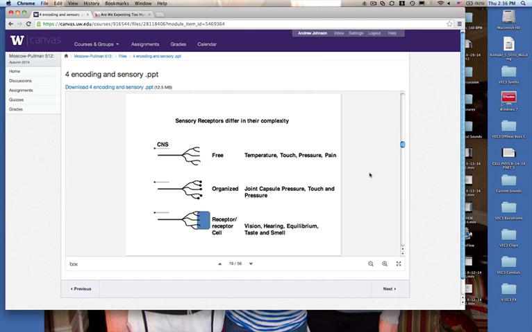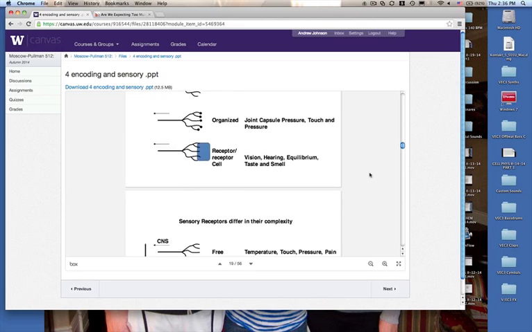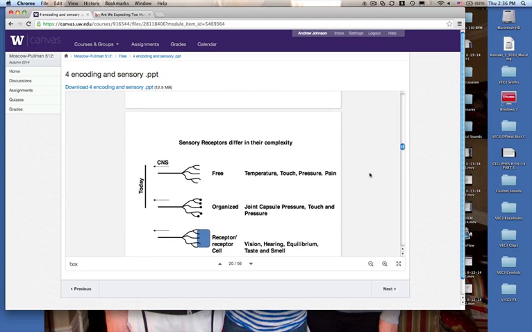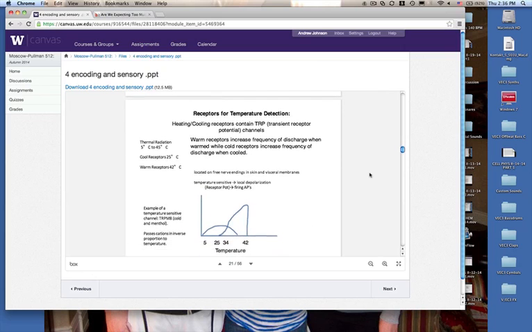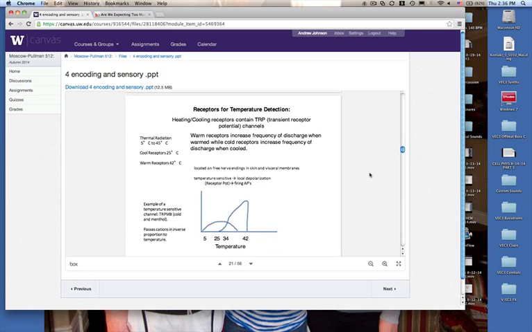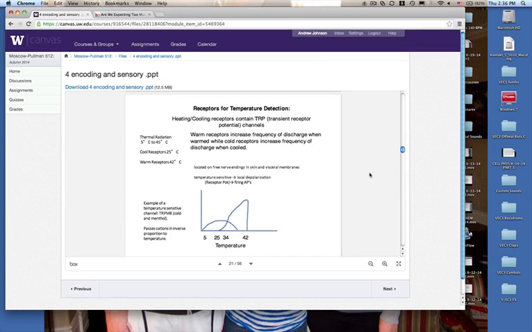You know, which receptors am I activating? Where are they located? So we're just going to parade through some different types of receptors, and eventually we're going to come back to how these can mediate things like intensity. So one example would be receptors for temperature detection.